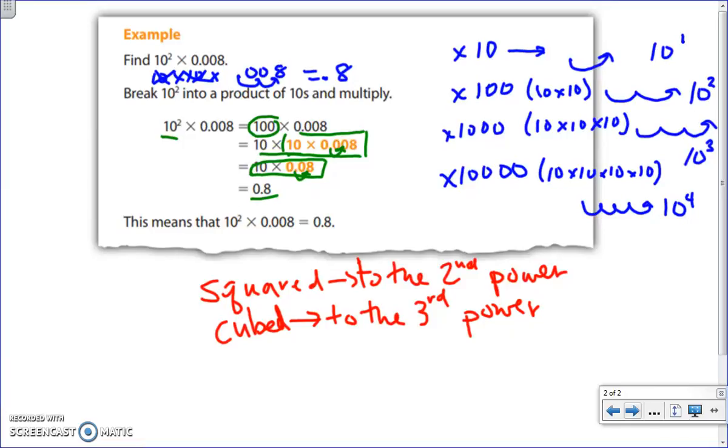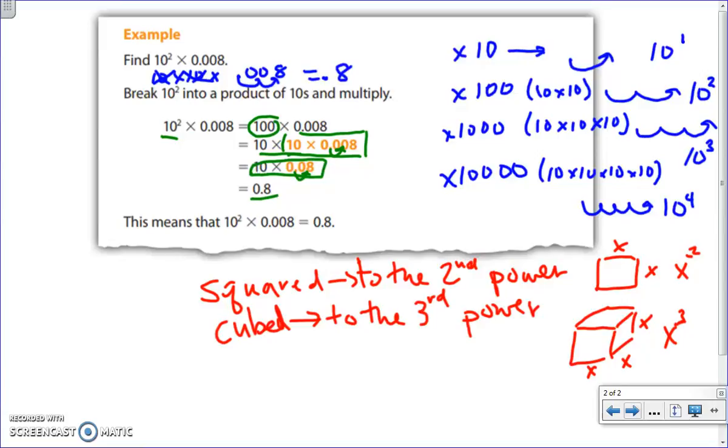Remember, squared has to do with area. You need 2 sides multiplied by each other. Cubed has to do with volume. You need 3 sides. And if it's a cube, they'd all be the same number. If it's a square, that would be the same number that you're multiplying. Okay, so that's why we call it cubed and squared. It's the amount of space inside.